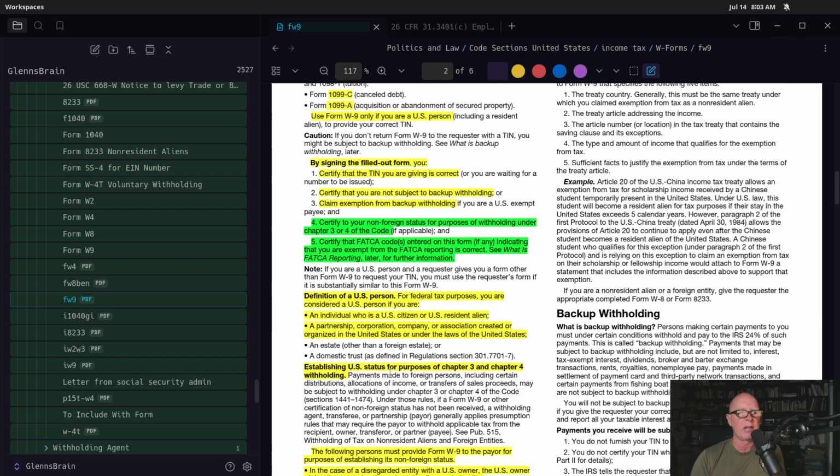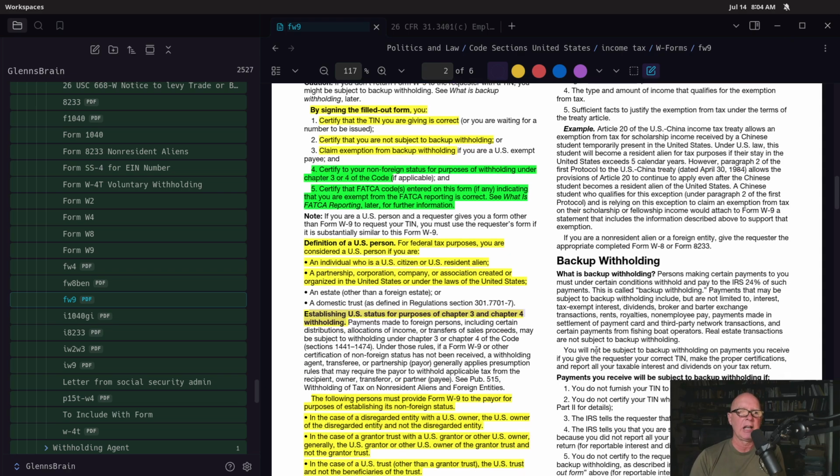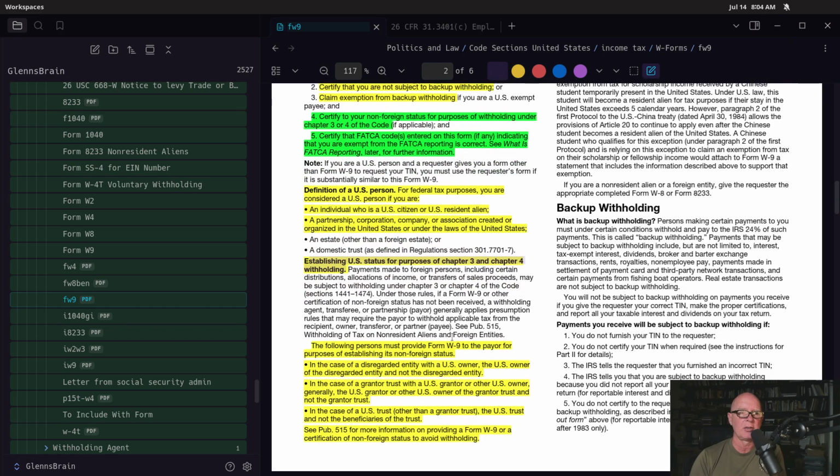And here, establishing your U.S. status. So the purpose of this form is to establish your status for the purposes of Chapter 3 and 4 withholding. So the form tells you that it's for non-resident aliens when it mentions Chapter 3 and 4. And by the way, those are the only chapters that are mentioned in here.